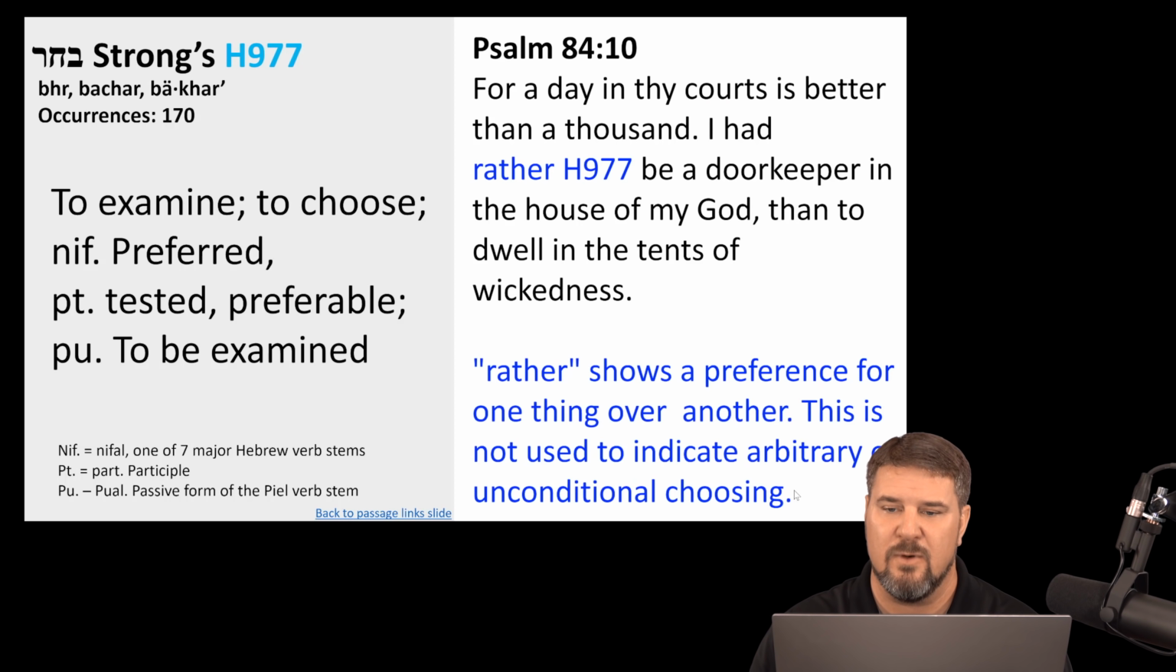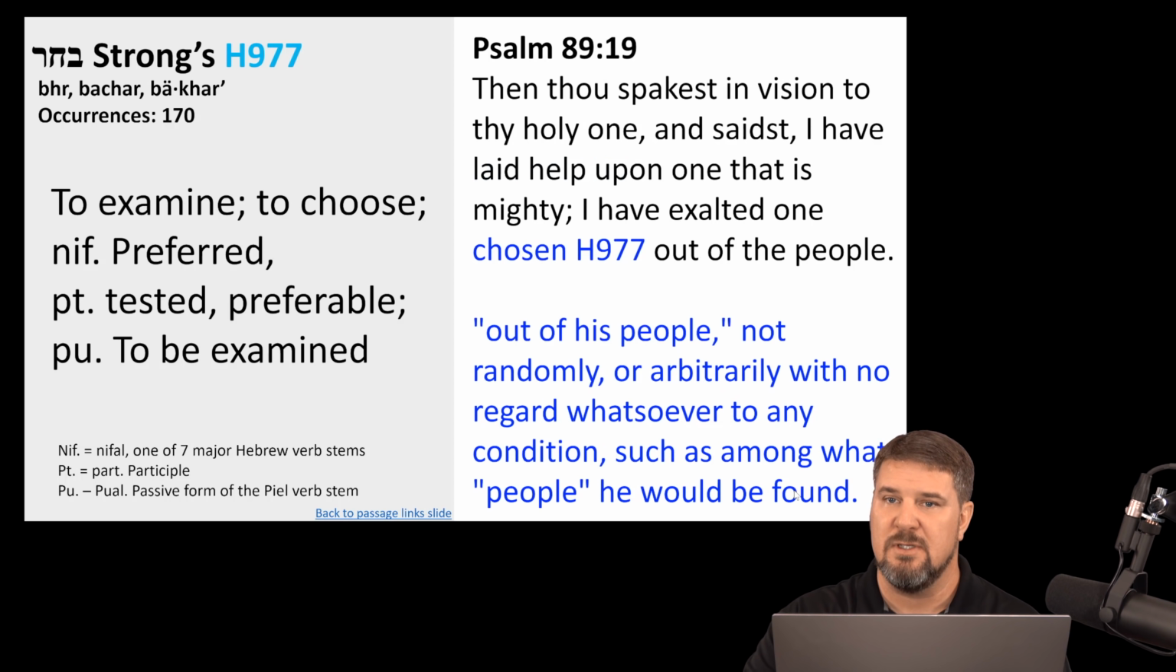Psalm 84:10, for a day in thy courts is better than 1,000, I had rather be a doorkeeper. So this rather shows a preference for one thing over another. This is not used to indicate arbitrary or unconditional choosing, and a person is the one having the preference. Psalm 89:19, then thou speakest in a vision to thy Holy One, and says, I have laid help upon one that is mighty, I have exalted one out of the people. Out of his people is not randomly or arbitrarily with no regard whatsoever to any condition, such as among what people he would be found. All right? So it's selective, non-Calvinistic selection.